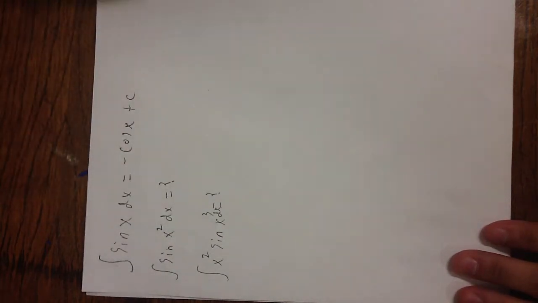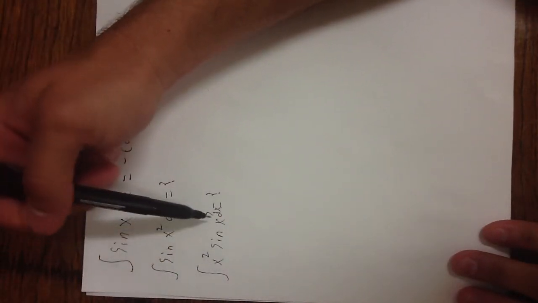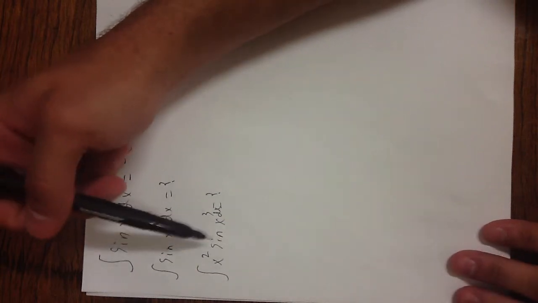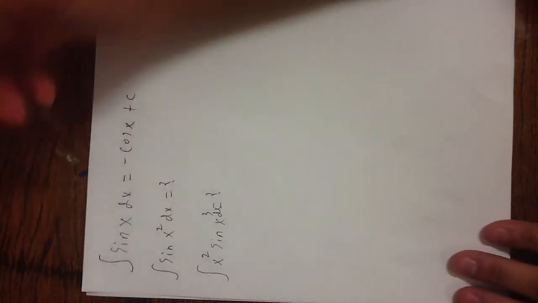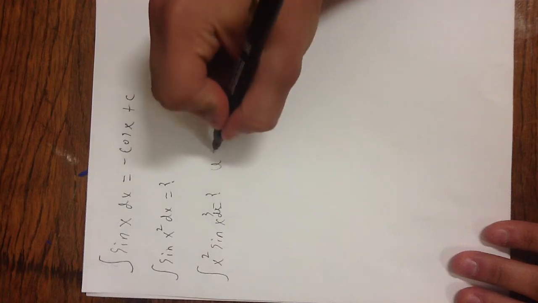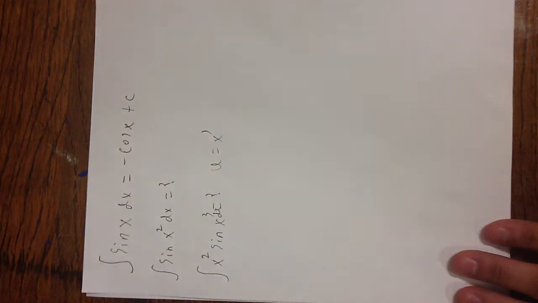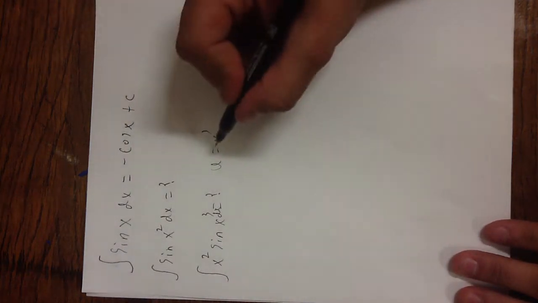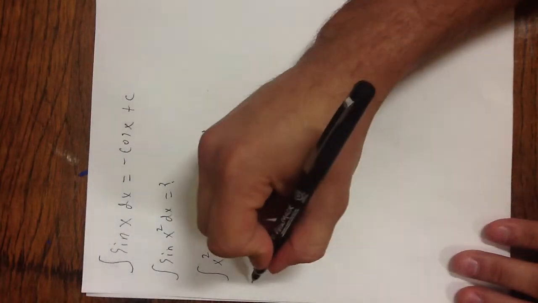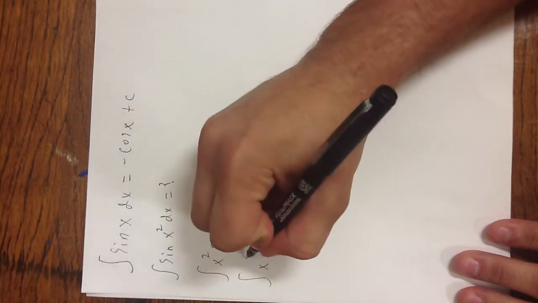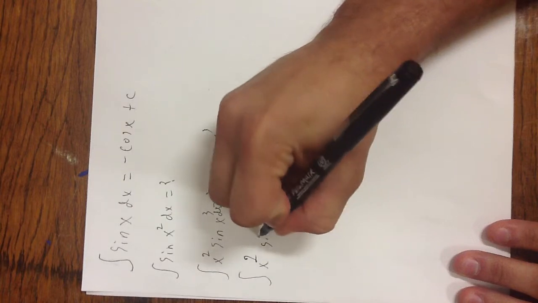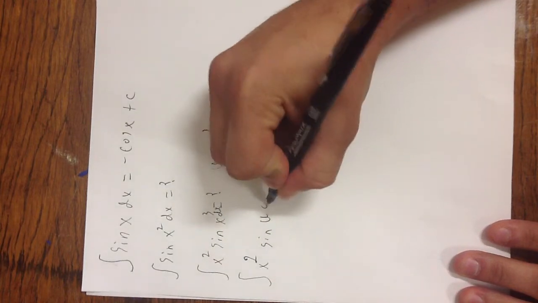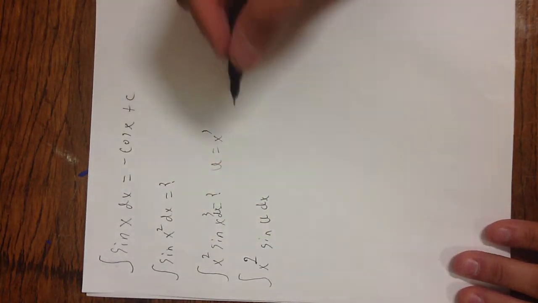So we can pick a function to substitute u for. So far we have x squared, we have a sine of something, and then we have an x cubed. So I'm going to substitute u for x cubed, so I'm going to set u equal to x cubed. Now I'm going to take u and substitute it back into the equation. So the integral of x squared sine of u dx. And we're going to solve for that.